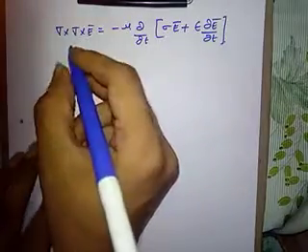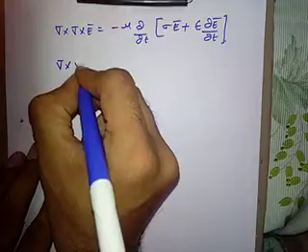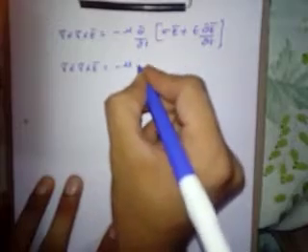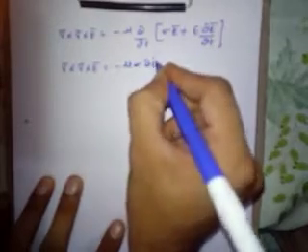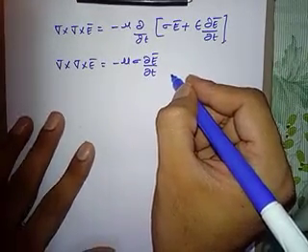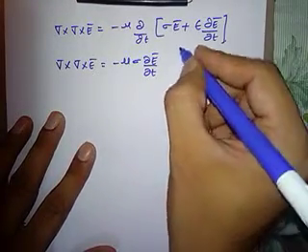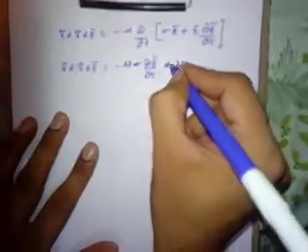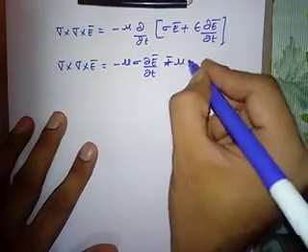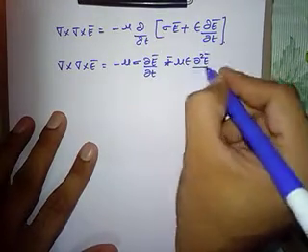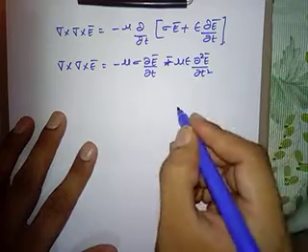Now let us multiply inside here. So what we get? This is del cross E bar equal to minus mu sigma dou E bar by dou t, plus minus mu epsilon dou square E bar by dou t square.